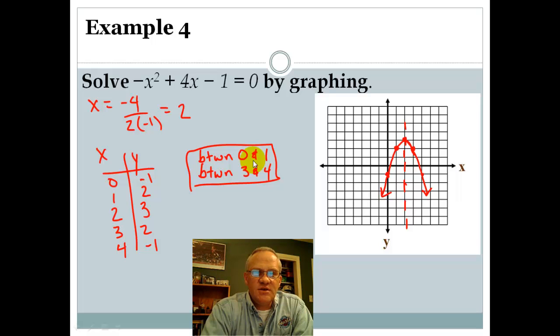Okay, so that's the main gist of this whole lesson today: we just graph the quadratic equations and see where they cross x. And the solutions, or the roots or the zeros, aka, are the places where they cross the x-axis. Okay? So that's it.